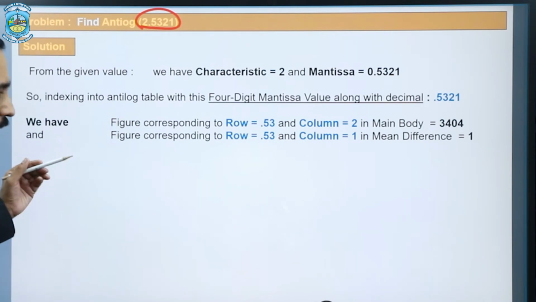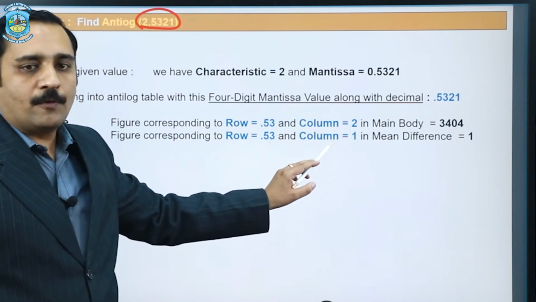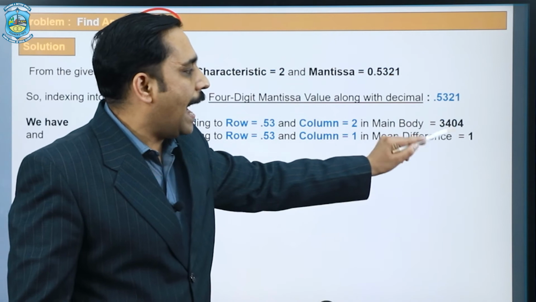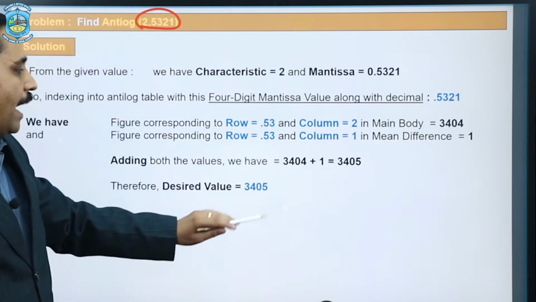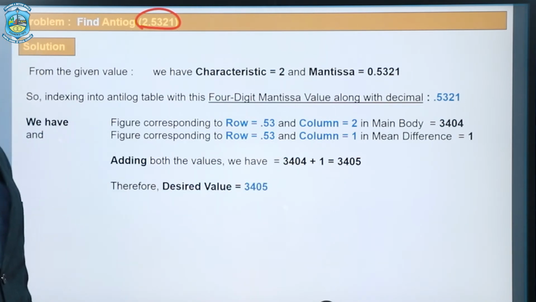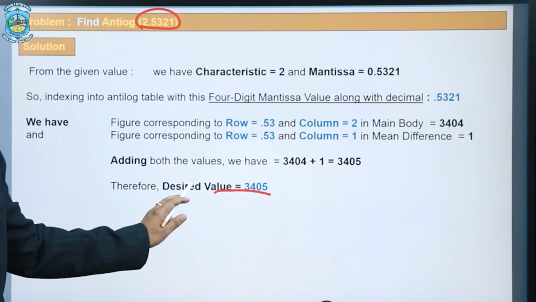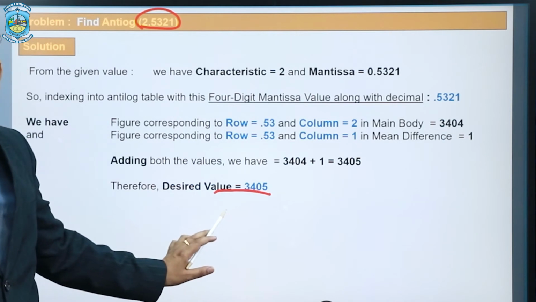Second, we continue in this same row 0.53, and we move to the column 1, which is the 4th value, and the mean difference value is 1. We will add up these two values together. That means adding both values, we have 3404 plus 1, the answer is 3405. This is our desired value. It is not the final value because we have to use the characteristic value to put the decimal into this value.